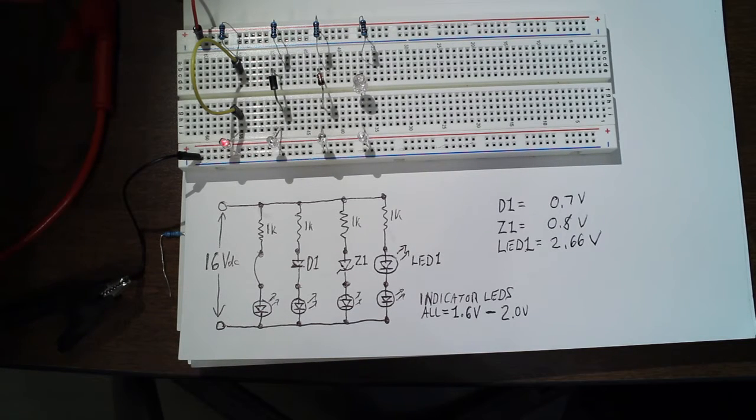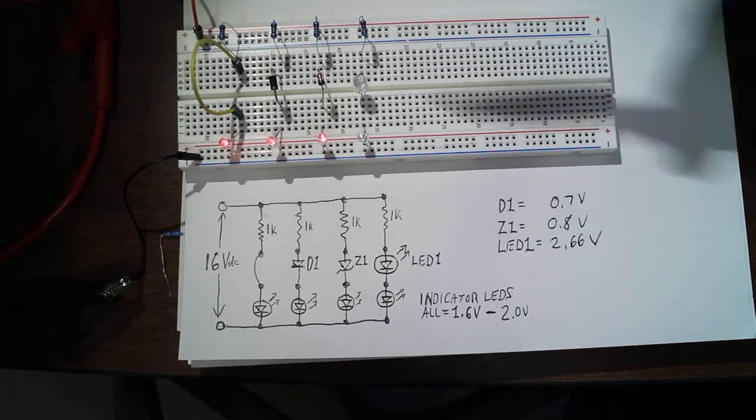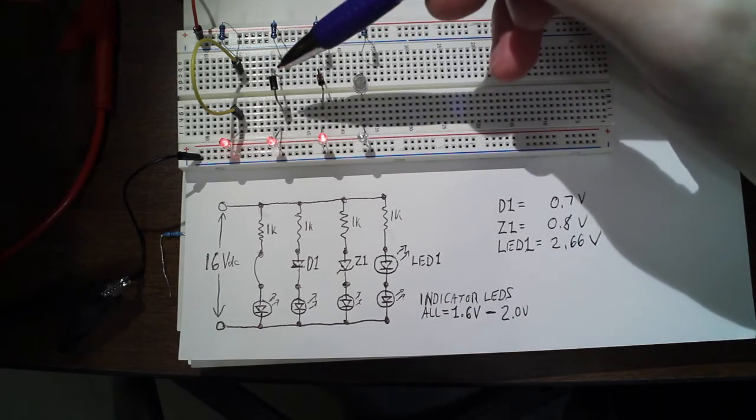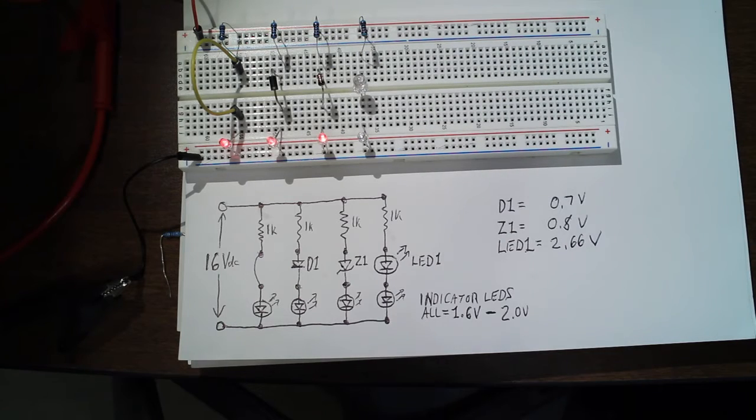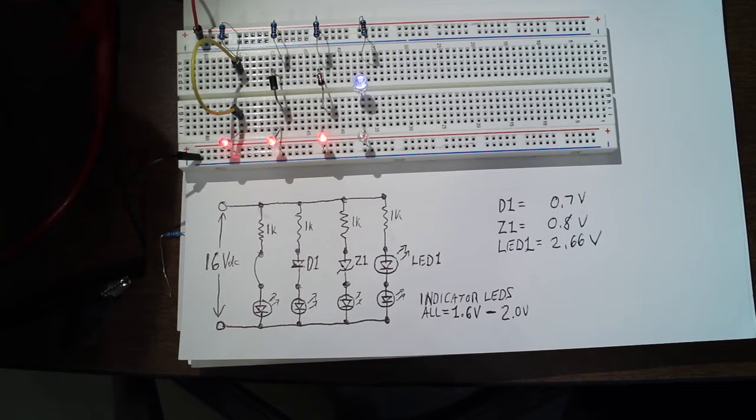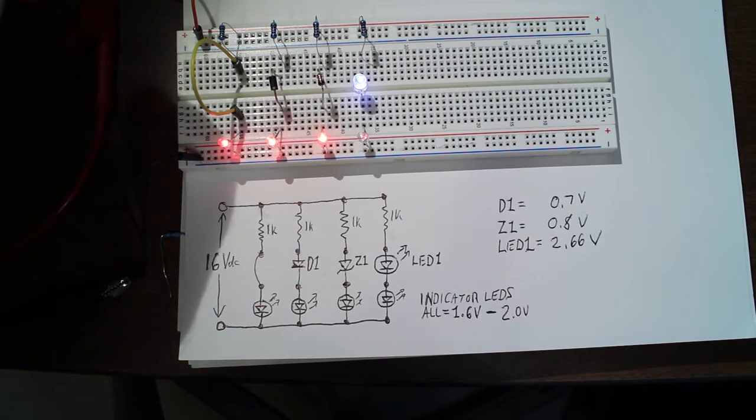So let's go up to 3 volts. And now the rectifier diode is conducting, and the Zener diode is conducting in the forward direction. The white LED is still not conducting. 4 volts, 5 volts, and we finally get light on the white LED. As we increase the DC power supply toward our maximum of 16 volts, everything will just simply get brighter.